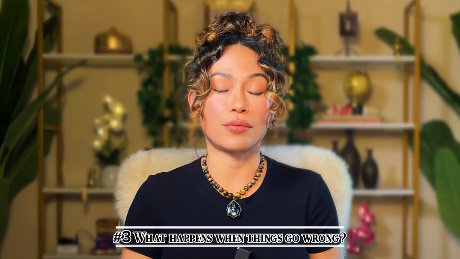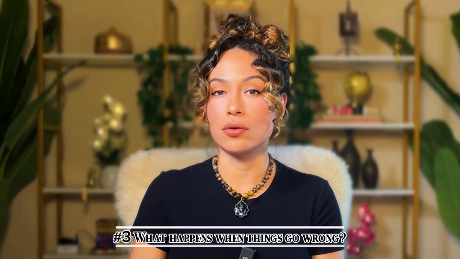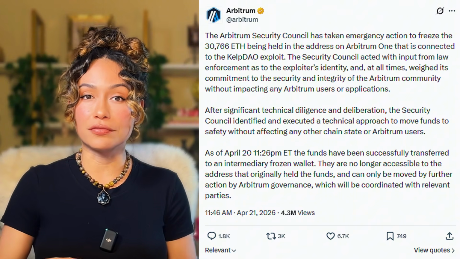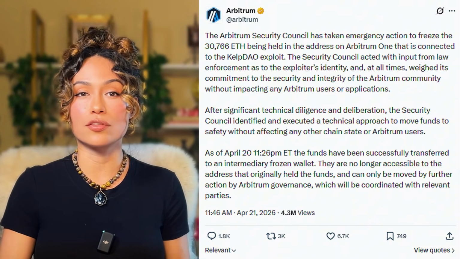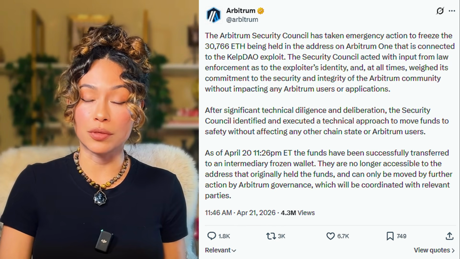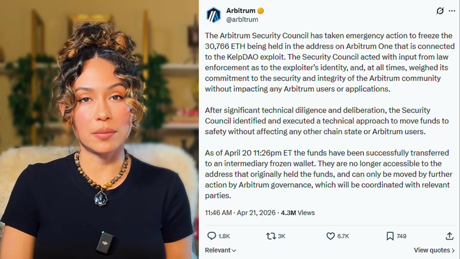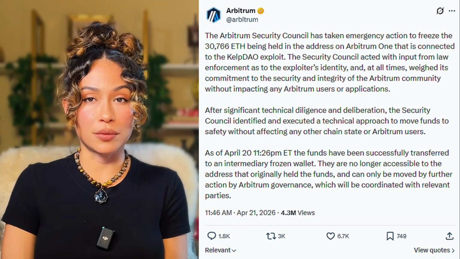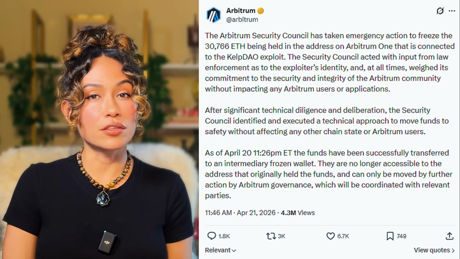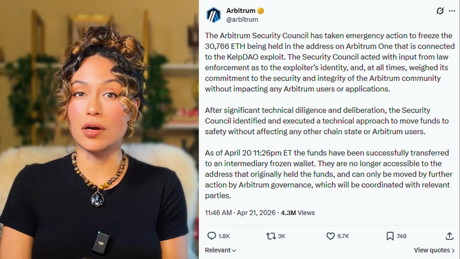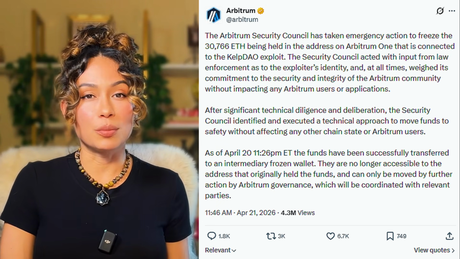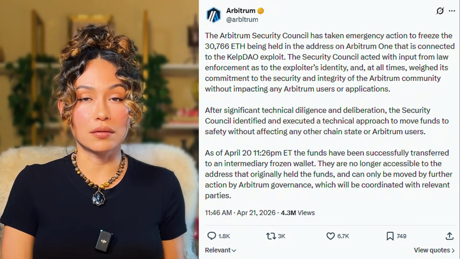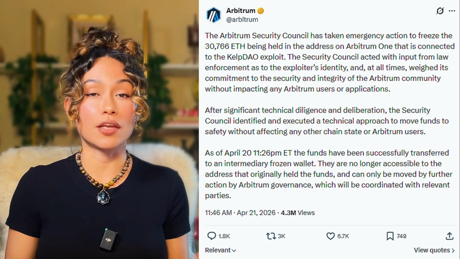And question number 3, what happens when things go wrong? Arbitrum's Security Council voted 9-3 to freeze $71 million of the stolen Ether. That was good for Kelp users. It also means Arbitrum has an off switch. That's a trade-off. A protocol with no emergency powers can't freeze your funds, but it also can't save them. A protocol with emergency powers can save them, but those same powers could theoretically be used against you. Neither is wrong. You just have to know which one you're using and know the trade-offs.